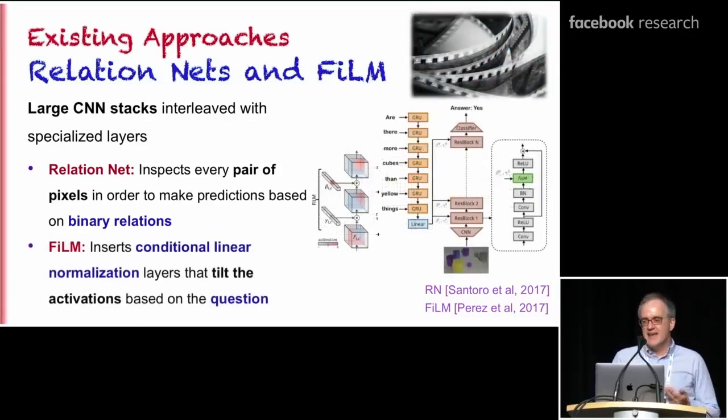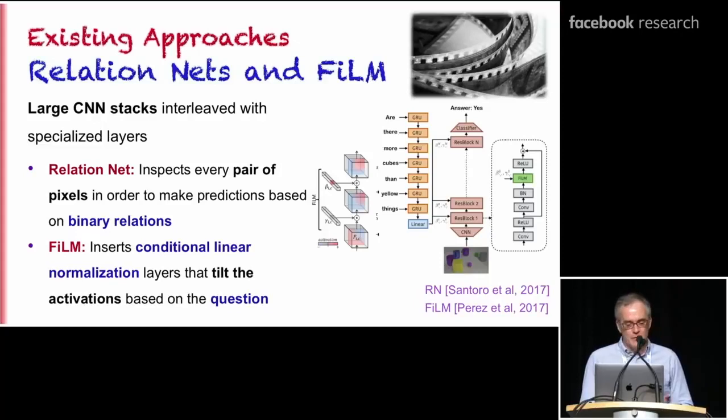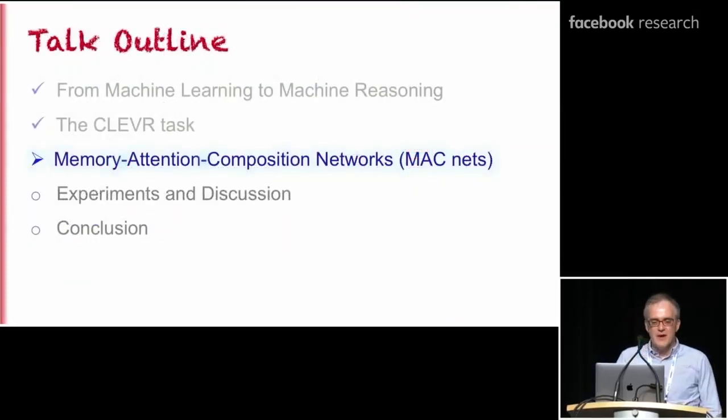And then more recently again from the University of Montreal is the FiLM system. And it also sticks layers inside the convolutional network stack. But this time they're kind of like a controllable normalization layer where the processing of the question tilts the normalization that happens between the layers. It's a little bit harder to get an intuitive sense as to why that's a useful thing to do, but it is.